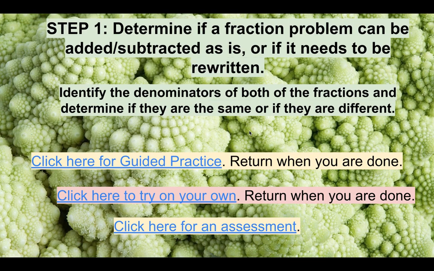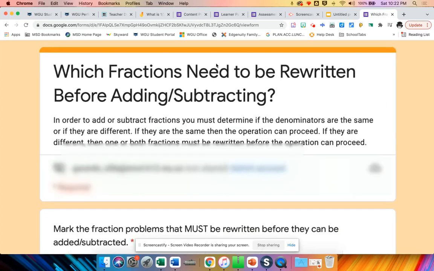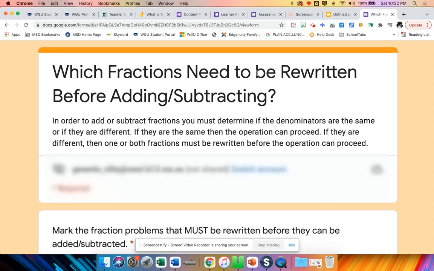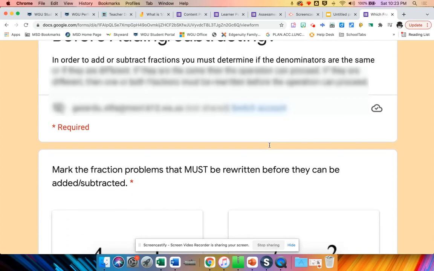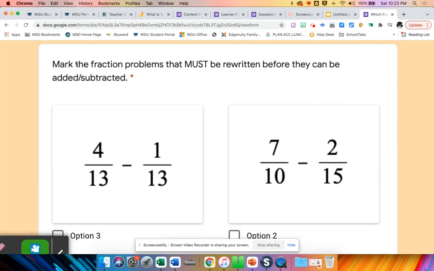We will now proceed to the guided practice. Which fractions need to be rewritten before adding or subtracting? In order to add or subtract fractions, you must determine if the denominators are the same or if they are different. If they are the same, then the operation can proceed. If they are different, then one or both fractions must be rewritten before the operation can proceed. Mark the fraction problems that must be rewritten before they can be added or subtracted.